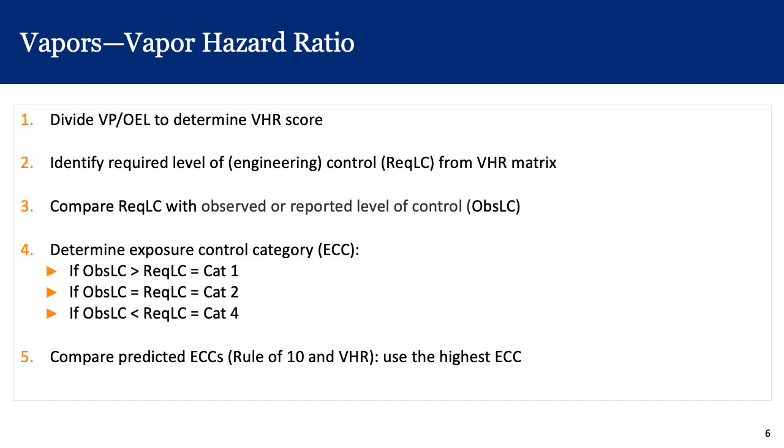So that's basically the rule of thumb for vapor hazard ratio. But then I have a fifth step. So what if the first and second rules of thumb give you different exposure categories? Then again, the use of conservatism in our approach basically mandates that we use whichever rule predicts the highest exposure control category.